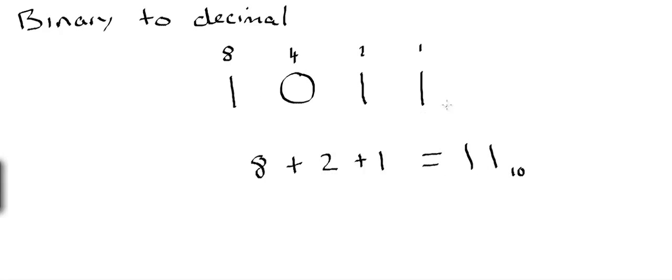Now when we write out the binary number, you always put the number 2 as a small subscript there, just to show that that number is in binary and that we're not actually referring to 1011 in decimal.